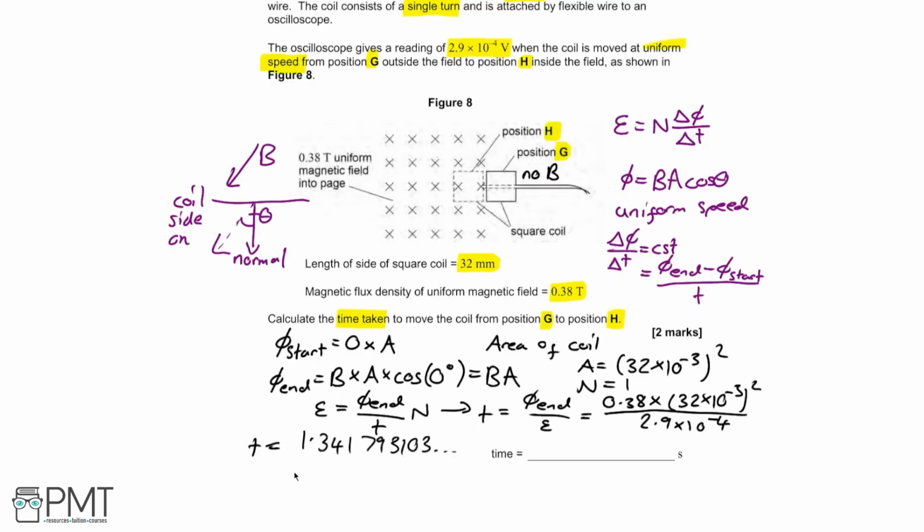1.341793103... which is approximately equal to 1.3 seconds to two significant figures. And here we've rounded to two significant figures because this is the degree of precision to which the data in the question is given, and we're limited by the precision of this data. In this question, we got 1 mark for trying to use Faraday's law and rearranging it, and we get 1 mark for a correct final answer.